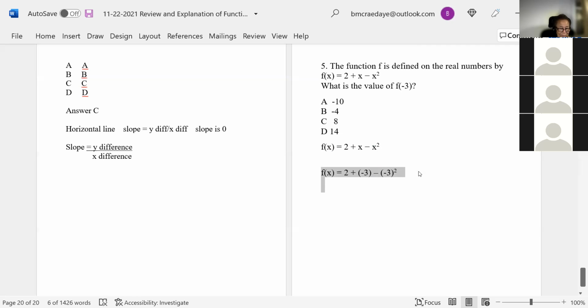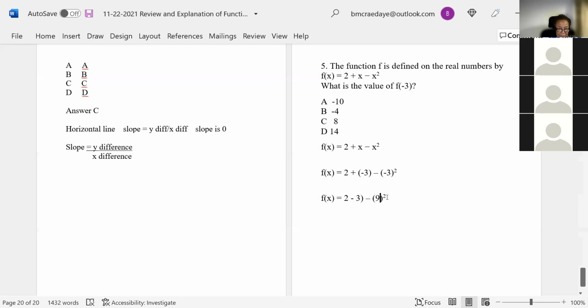Okay, see, now it's just the math. Okay, wait a minute. 2 plus minus 3 is just a minus 3, right? And what's a minus 3 times a minus 3, Audrey? Minus 3 times a minus 3 is 9, right? Okay, so that's a 9. So 9, let's just put 9 here. That's why I got that.